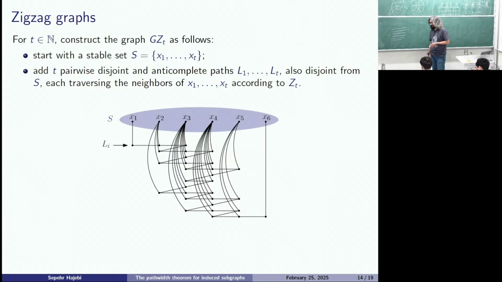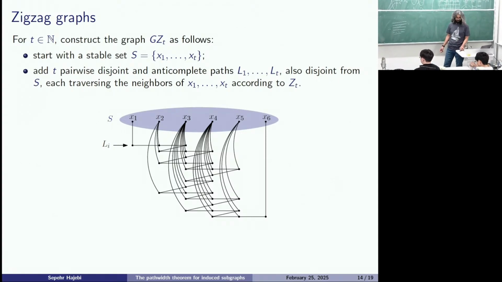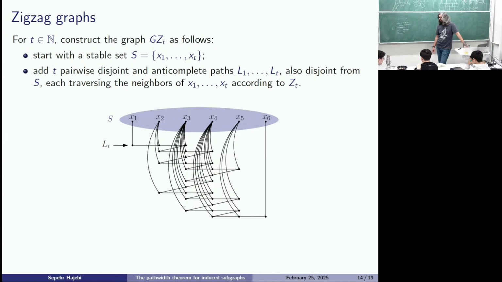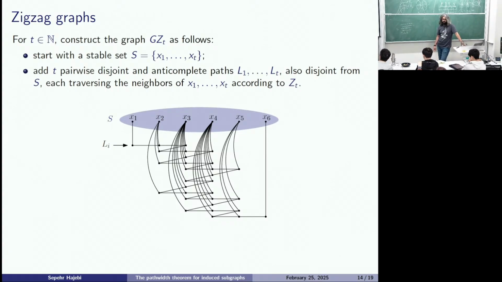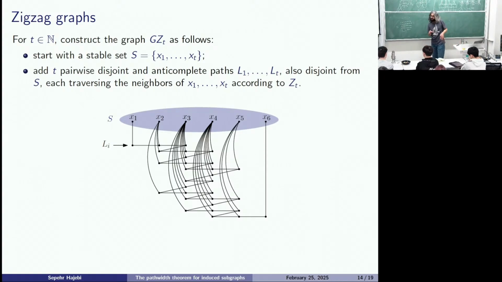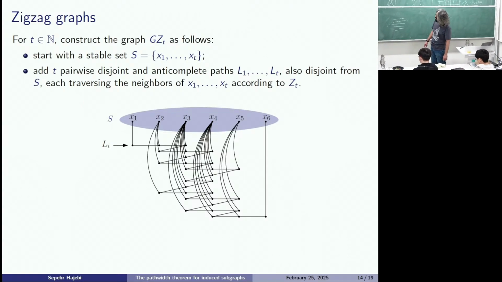Because I have this path and the independent set, but now each time I want to go from something that sees x3 to something that sees x5, I have to walk through a vertex that sees x4. Yeah, something like that is almost true. You're making a fair point, but let's make it precise.